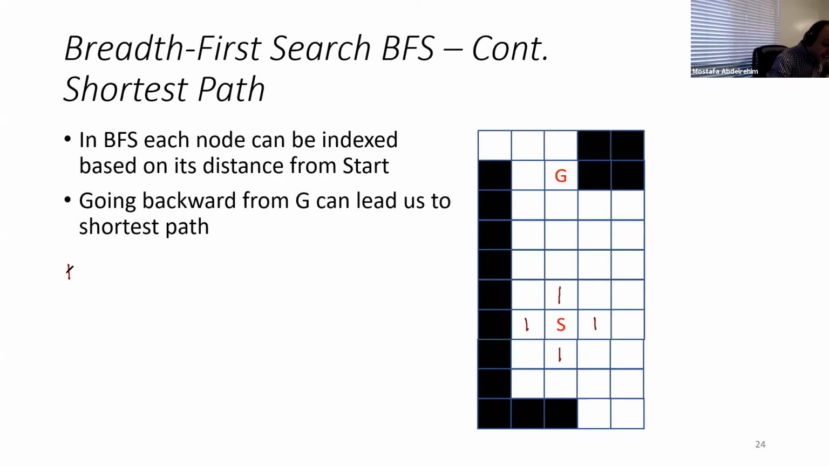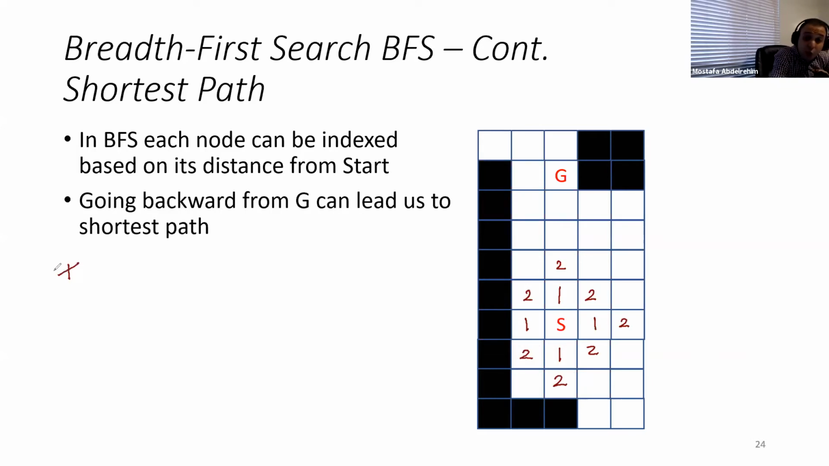So where are the cells that are 1 cell away? Those are the cells that are 1 cell away. So it should be 2 cells away from the start. This should be 2 cells away from the start, and this, and this, and all of these are 2 cells away from the start.